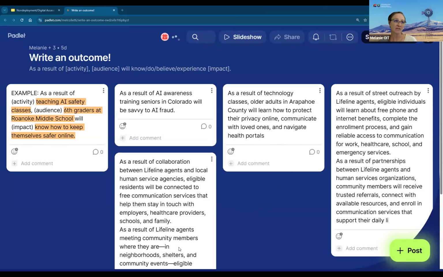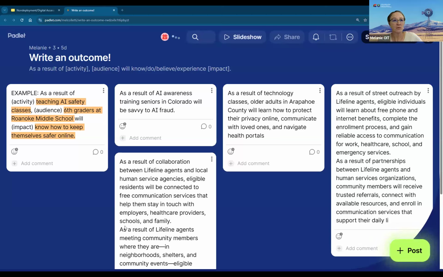For example, as a result of AI awareness training, seniors in Colorado will be savvy to AI fraud. How does this feel? I see the activity, the audience, and the impact. As a result of technology classes, older adults in Arapahoe County will learn how to protect their privacy online, communicate with loved ones, and navigate health portals. How's that feel? Anybody have any feedback on that one? I'm seeing all three elements in that too.